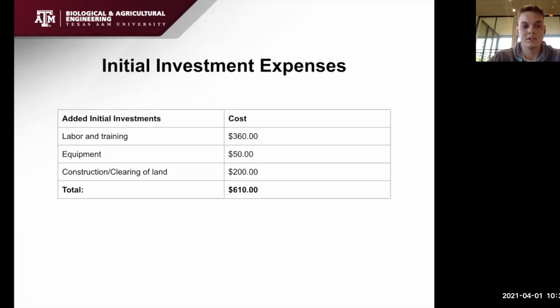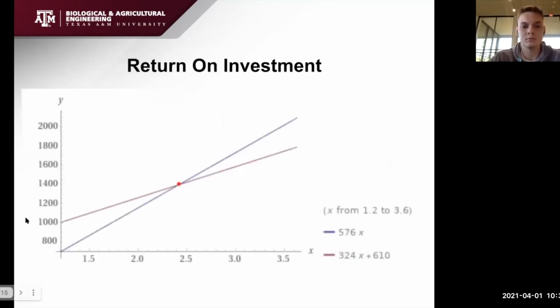And then lastly, for the construction and the clearing of land, any kind of redevelopment on the property that we're going to be needing to do just to store the fertilizer and to mix it, we're basically just going to allocate $200 for that cost as well. So up front, it's just a simple $610 investment.